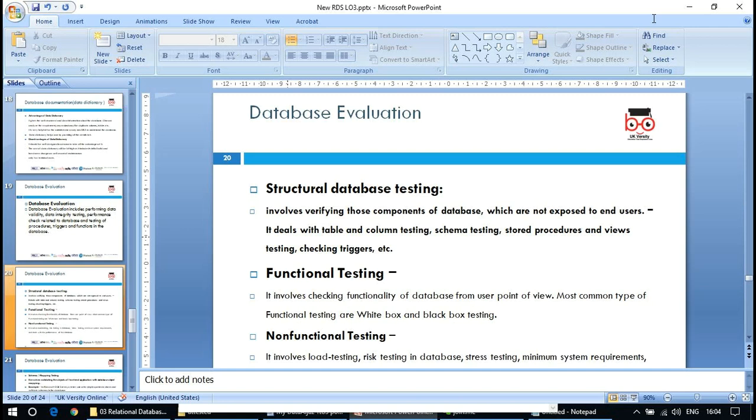So like, if the car is being designed, if you can drive, yeah, it drives well, it does not give you a problem. But if the car is safe, is the engine efficient, that's internal. So structural database testing is that.